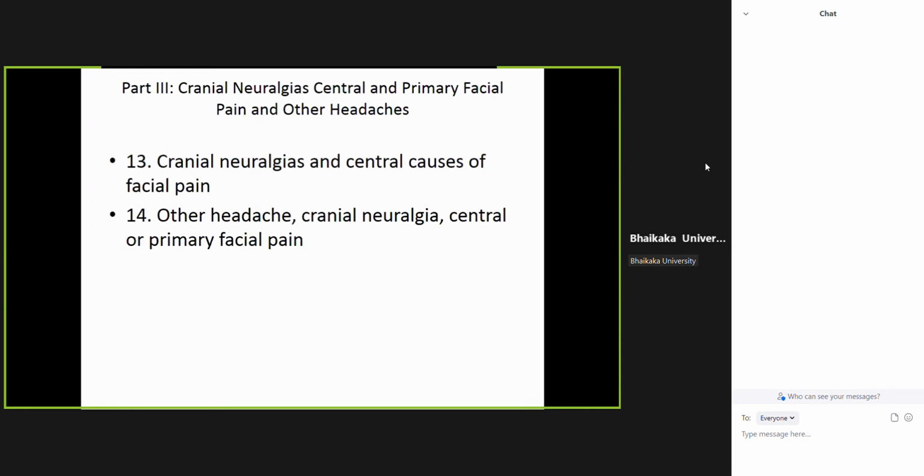Neuralgias are the third category. Amongst those, trigeminal neuralgia and glossopharyngeal neuralgia are most common. The famous actor Salman Khan suffers from trigeminal neuralgia.